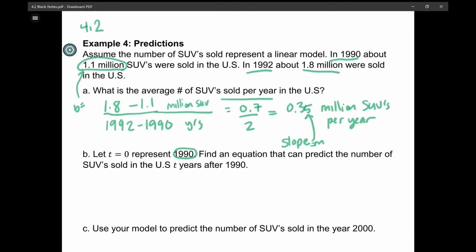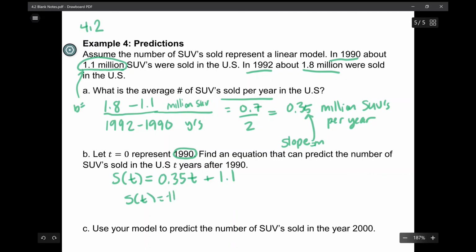So we'll maybe call it S of t, number of SUVs per year. It's going to be 0.35t plus 1.1, right? So S of t is equal to the number of SUVs sold in millions. And t is equal to years since 1990. That means 1990 is t equal to 0.